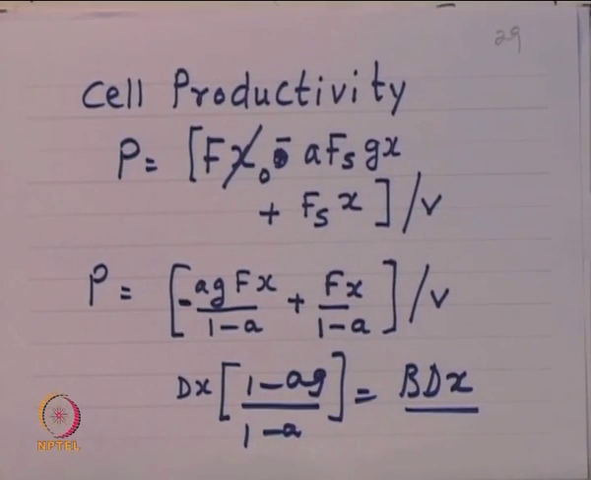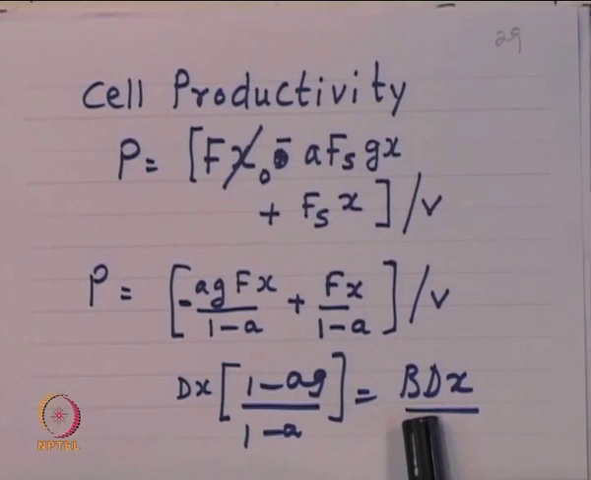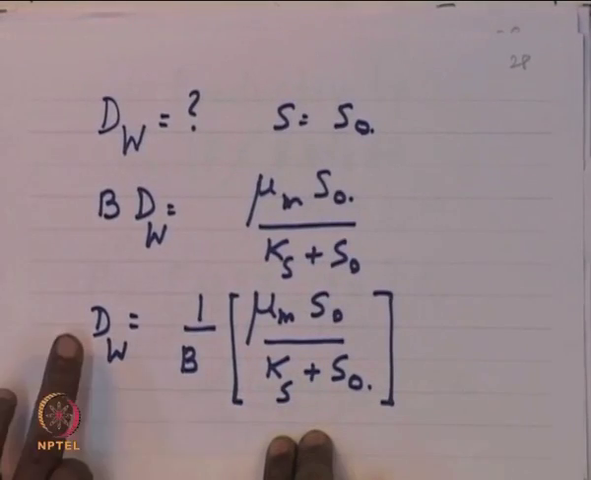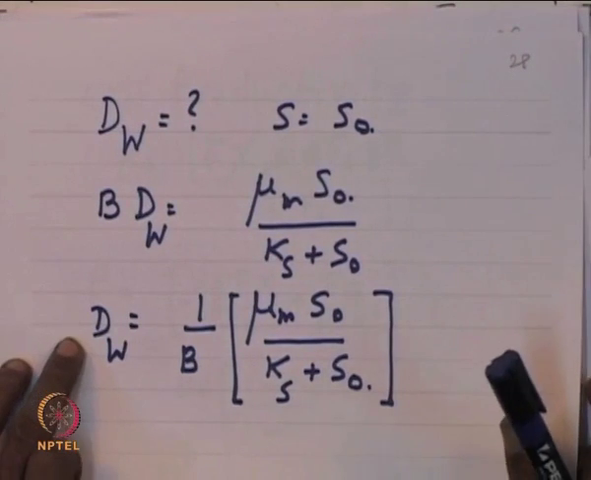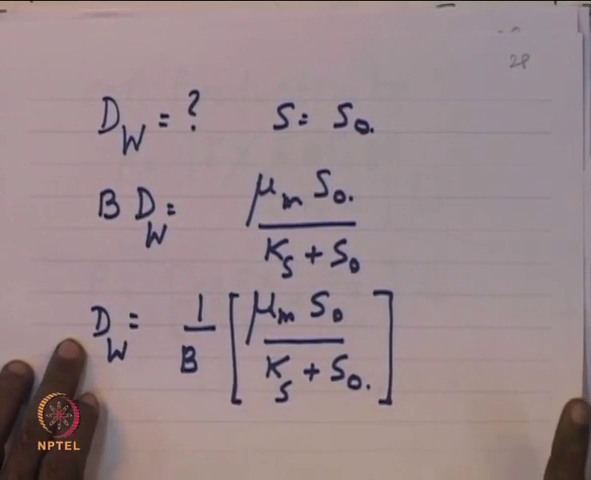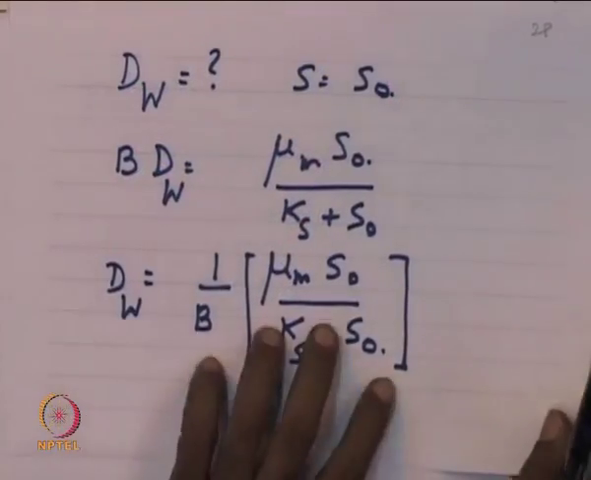That means, in the recycled scenario, because B is less than 1, the amount of cells that is produced per unit volume per unit time is less. So, what have we done? We have lost in terms of productivity, but gained in terms of washout dilution rate. In other words, what do we compromise? Whenever we have a problem, we compromise. We gain at some cost. This is the cost and this is the gain.